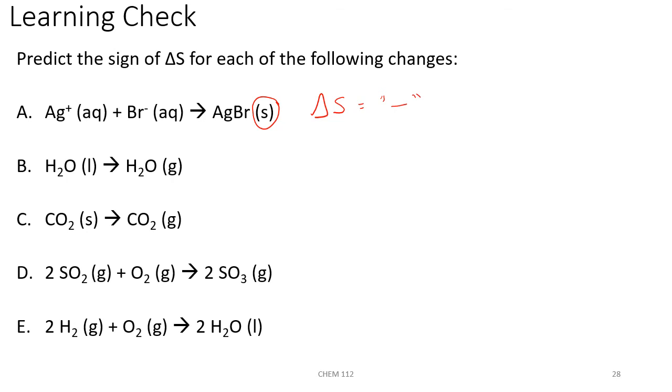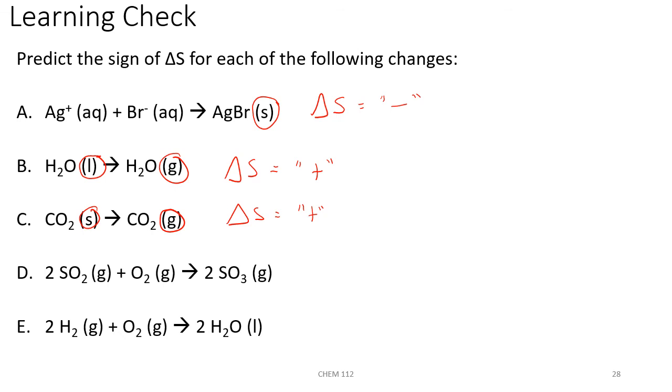In B, we have liquid water evaporating to form gaseous water. So we went from a liquid to a gas, and a gas is going to have a higher entropy than a liquid. So the delta S for this process would be a positive value. In C, we have solid carbon dioxide going directly to gaseous carbon dioxide. This process is known as sublimation. Going from a solid, which is highly ordered, to a gas, which is highly disordered, would signify an increase in the entropy of the system. So it would be positive.